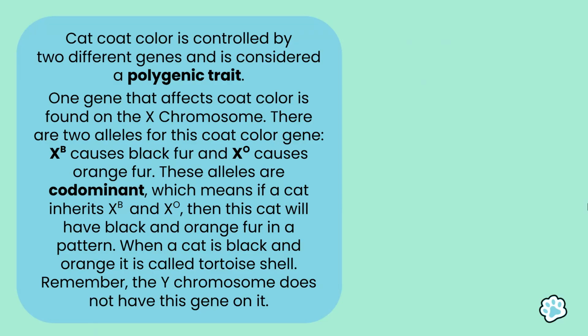These alleles are co-dominant, which means if a cat inherits XB and XO, then this cat will have black and orange fur in a pattern. When a cat is black and orange, it is called tortoiseshell. Remember, the Y chromosome does not have this gene on it.